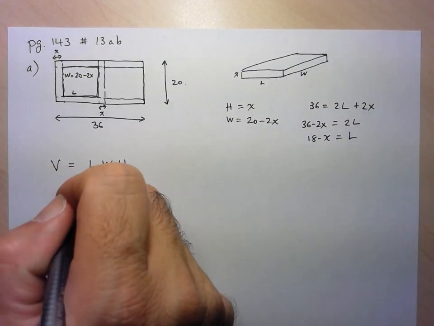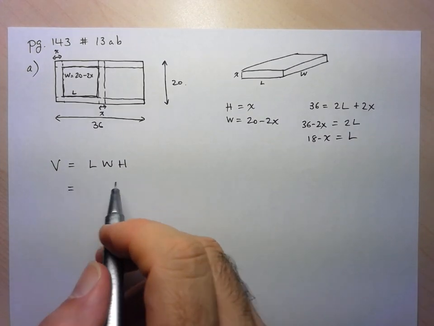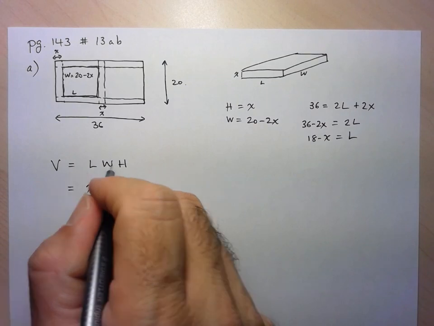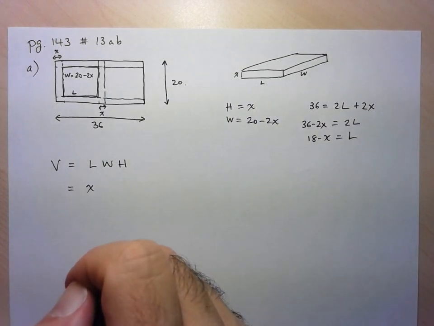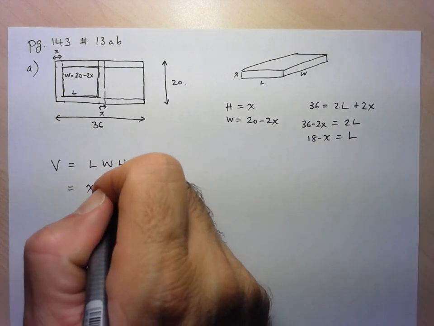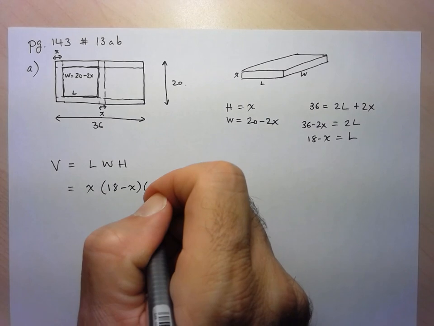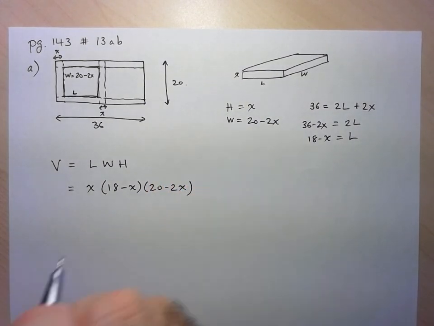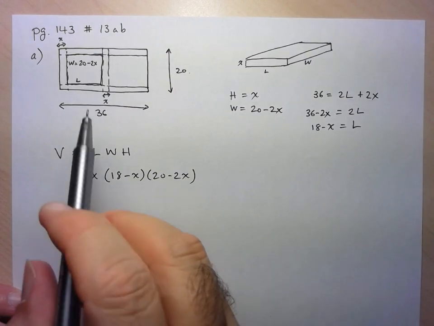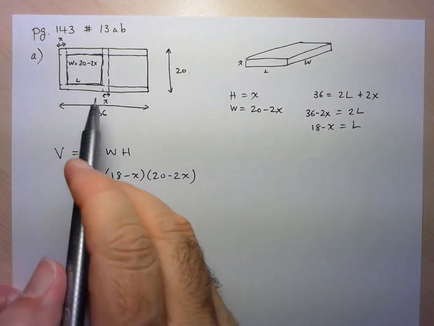So our volume now is given by, and I can write these in any order, so I'm going to choose to write the height first. Since it's multiplication, I can give it any order. So I've got x, which is the height, times length, which is 18 minus x, and then I've got the width, which is 20 minus 2x. And so here we have a function which models the volume of the box depending on our choice of this value x.